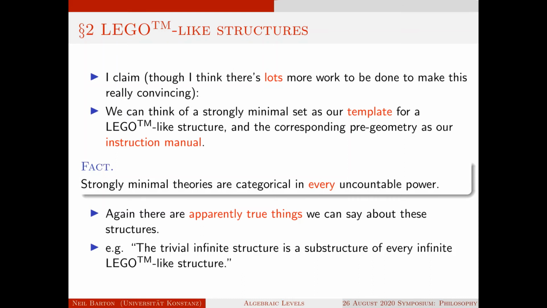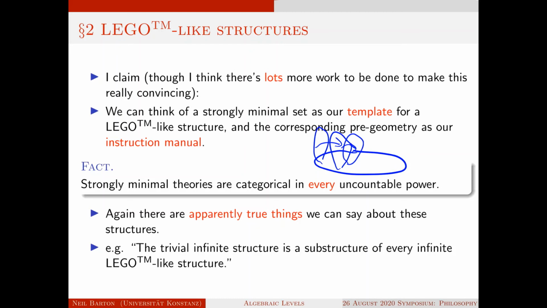So in picture form, you have the basis for your model that you want to construct. You have your strongly minimal set, and then what is going to happen is that your closure operator is going to tell you how to combine this strongly minimal set in order to yield something that is determinate. Okay, good. So that's somewhat technical, but assuming that can be made out, there are then apparently true things that we can say about these structures.